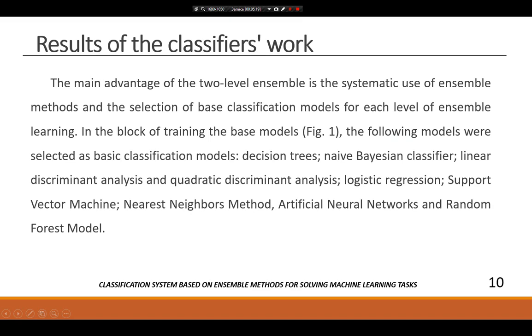And the result of classifier work, the main advantage of the two-level ensemble is the systematic use of ensemble methods and selection of base classification models for each level of ensemble learning. In the block of training the base model, the following models were selected as basic classification models: decision trees, naive Bayesian classifier, linear discriminant analysis, quadratic discriminant analysis, logistic regression, support vector machine, nearest neighbor method, artificial neural networks, and random forest model.